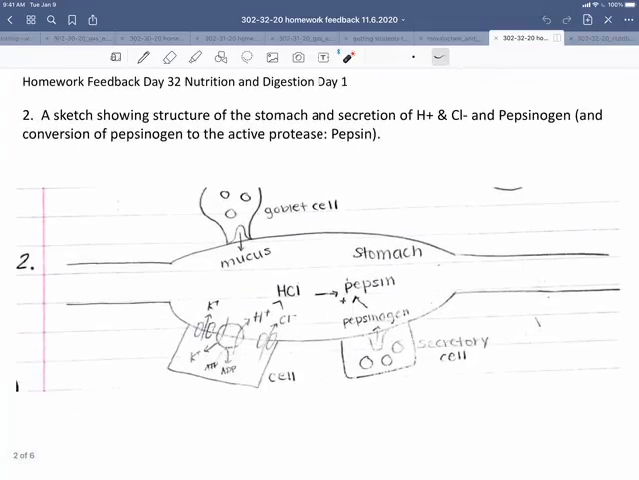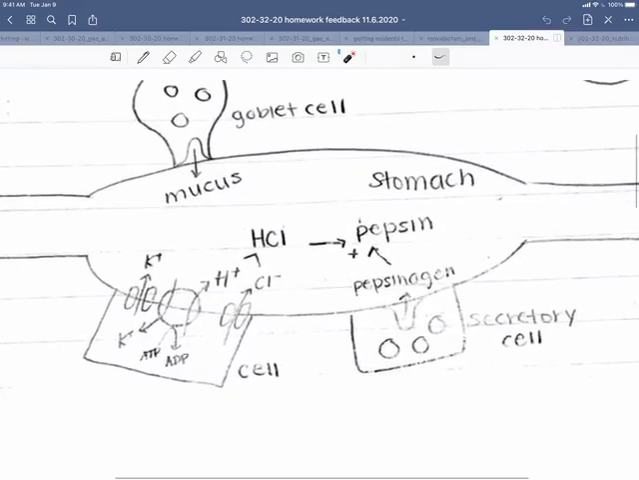The second sketch was some elements of structure of the stomach and acid and chloride, and then pepsinogen. Again, there are goblet cells producing mucus, and that forms a mucus layer over the interior of the cell. Inside that mucus layer is being secreted acid, and you could do this with any proton pump. There are multiple proton pumps.